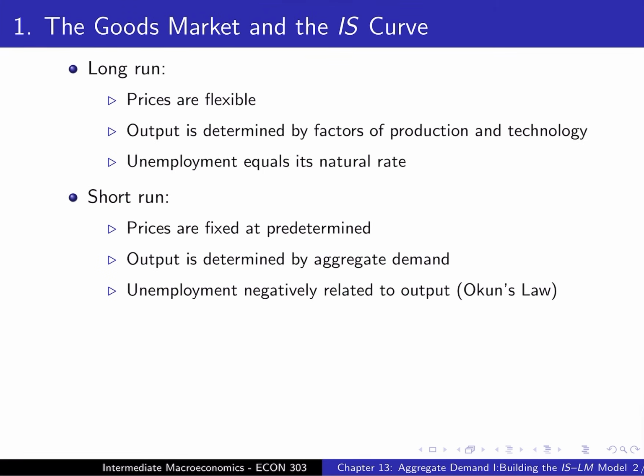Short run, prices are fixed at a predetermined level. Output depends on total demand, like Y equals C plus I plus G plus NX. Lastly, unemployment is negatively related to output, as described by Okun's law. This tells us that as output increases above its natural level, the unemployment rate falls below its natural level, and vice versa.